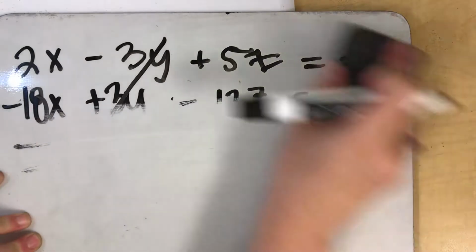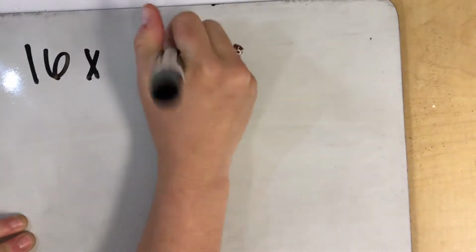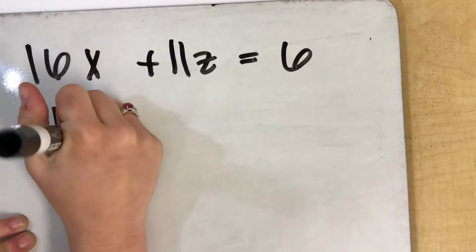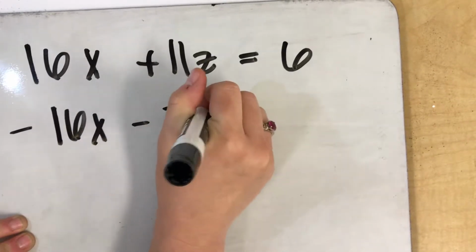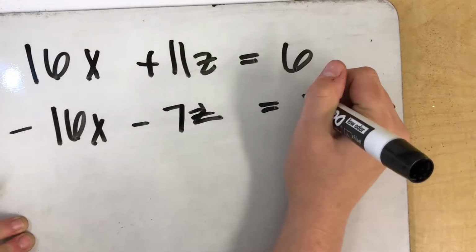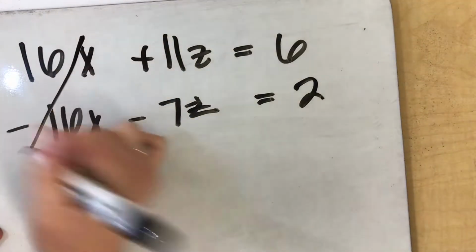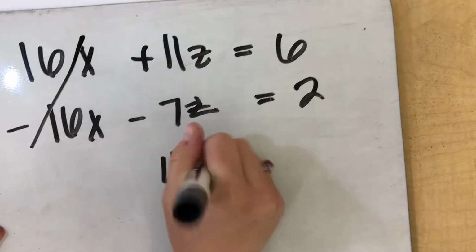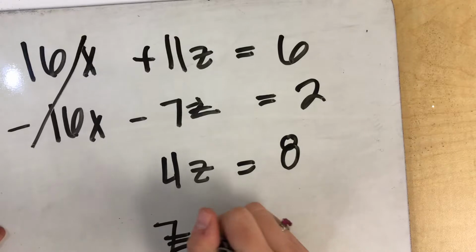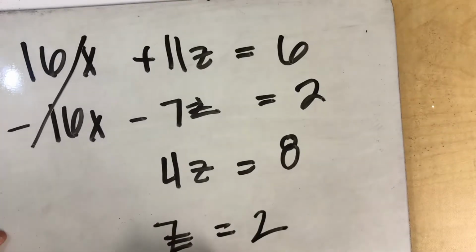Now, you're going to take the last equation you got from the last step and add it to the first step. So it should look like this. 16x plus 11z equals 6. And negative 16x minus 7z equals 2. So these would cancel out. Now this would become 4z equals 8. Z would equal 2. And x would equal negative 1.